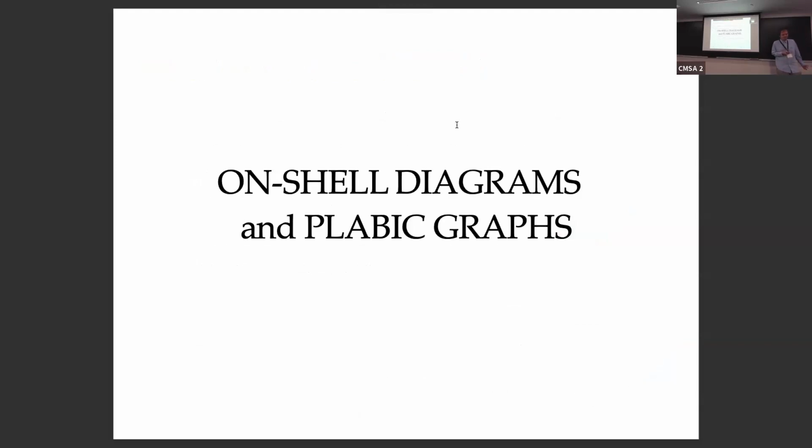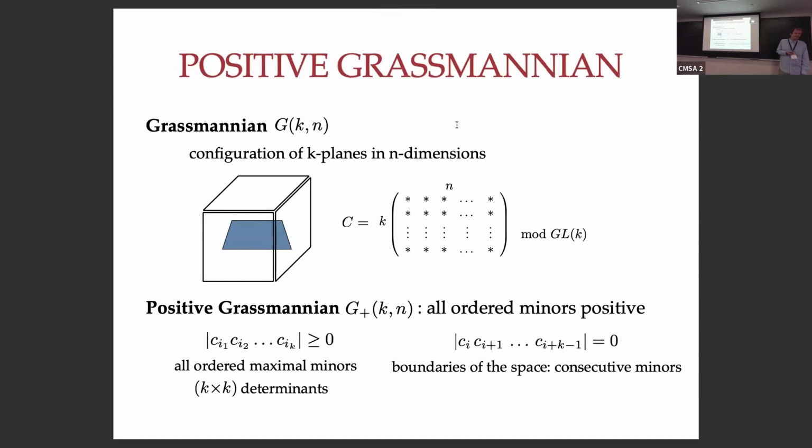Okay. So on the path to the Amplituhedron, I would like to start by discussing on-shell diagrams and plabic diagrams, which played an important role in the development of this. The main object of interest here is the Grassmannian G(k,n), the configuration of k-planes in n dimensions, which we can represent by a k by n matrix modulo GL(k).